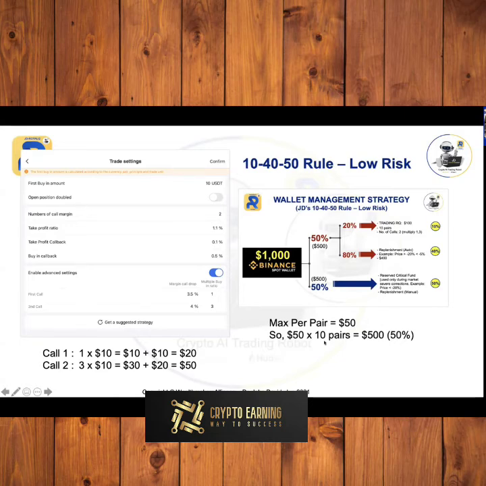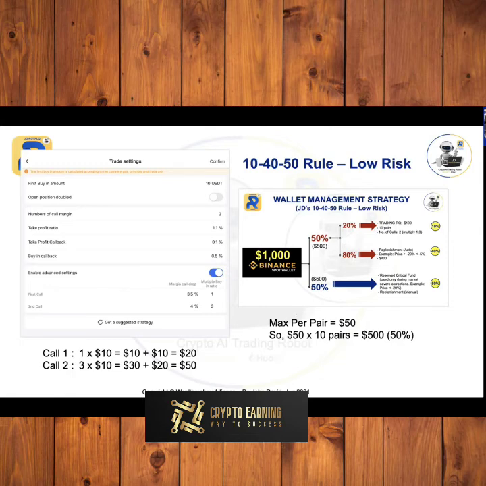So if it's $50 and you have 10 pairs, that will be $500, right? Can you see that? $500 is equivalent to how much? 50%. So it will use up your first 50%. So the trading and the auto replenishment is already taken care of for the 10 pairs under this wallet management strategy.